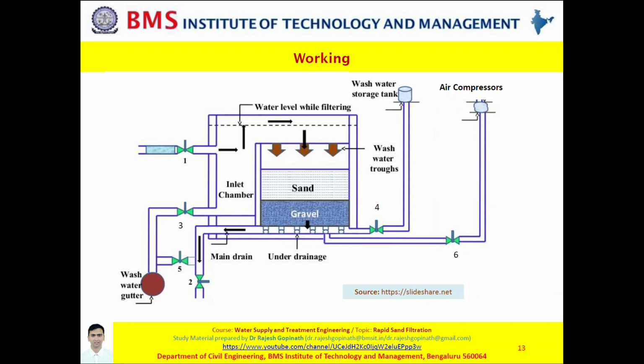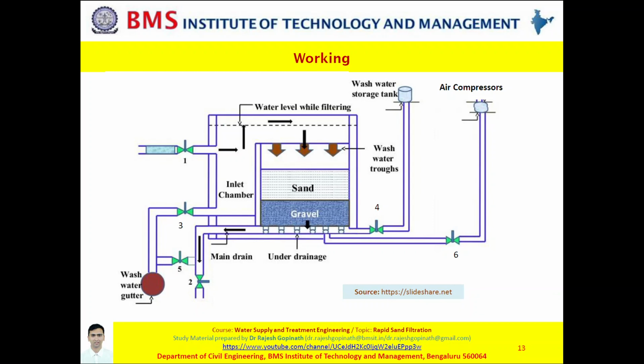Second step, open valve 6. When you open valve 6, the compressed air from the compressor will enter into the under drains. Then it rises through the base media, through the filter media, and as the air rises through the base and the filter, it shakes up and loosens the configuration in the filter chamber. Next step, close valve 6 and open valve 3.